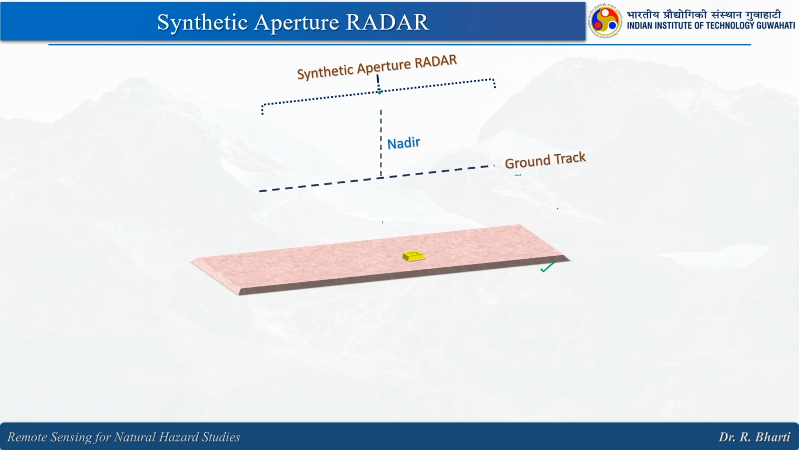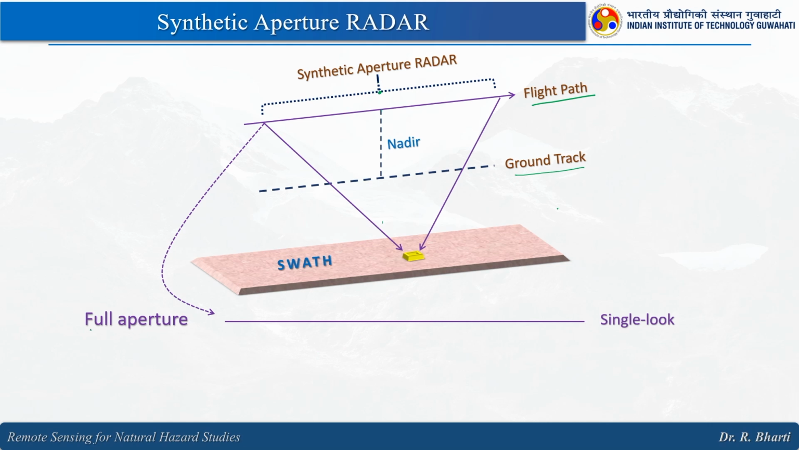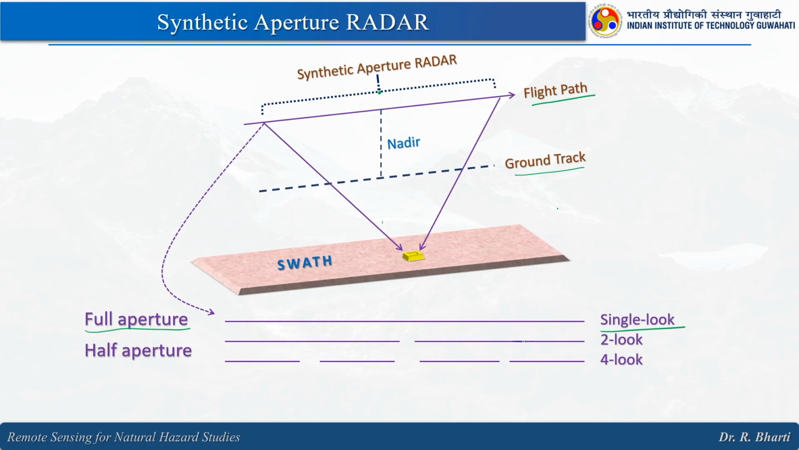So, this is the ground track. This is the flight path, and from these 3 locations you are trying to capture this particular object, and this is the swath. If we talk about the full aperture radar, we have single look. We can have 2 measurements. So, this is 2 look.